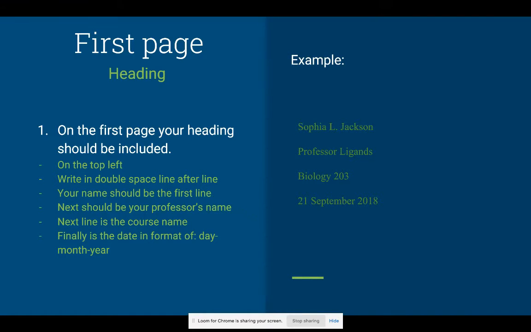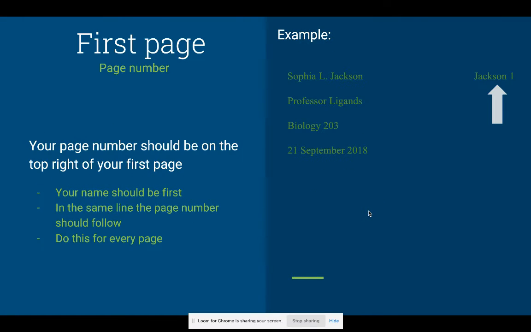First page heading. On the first page, your heading should be included. It should be on the top left, in double-spaced lines, so line after line. Write your name first. Next should be your professor's name. Next line is the course name. Finally is the date in the format of day, month, year. This can be seen in the example on the right.